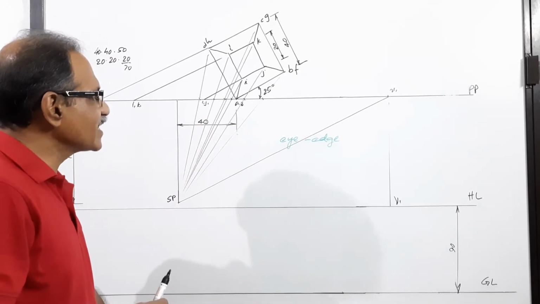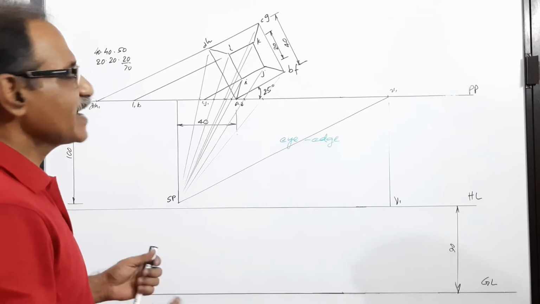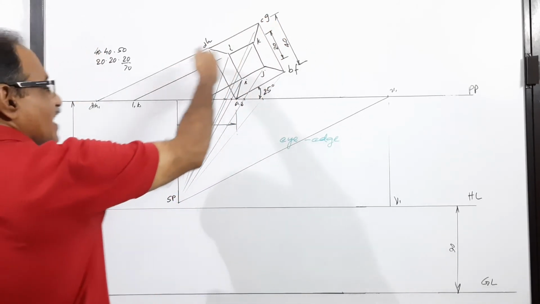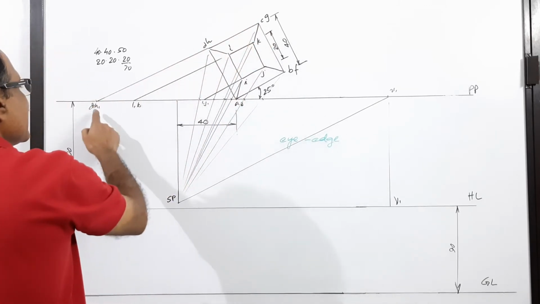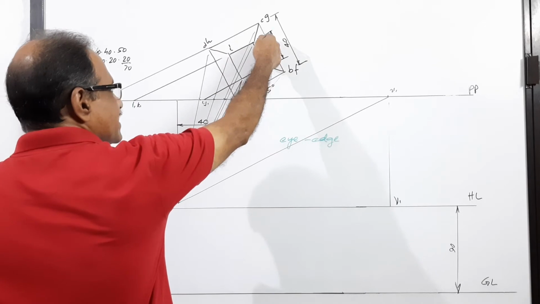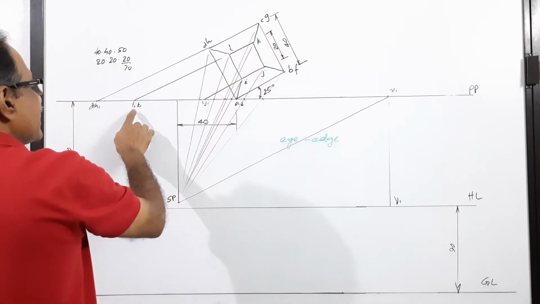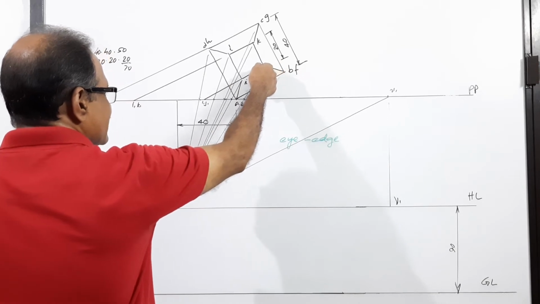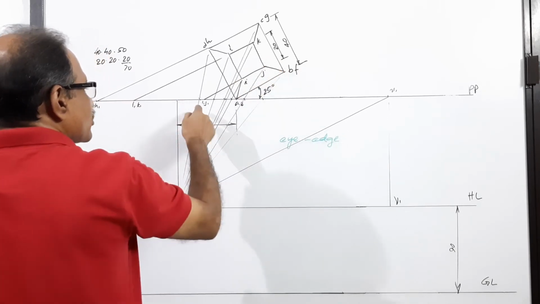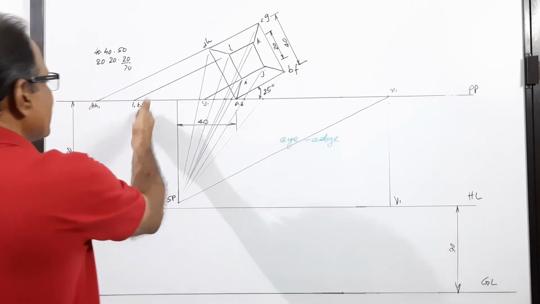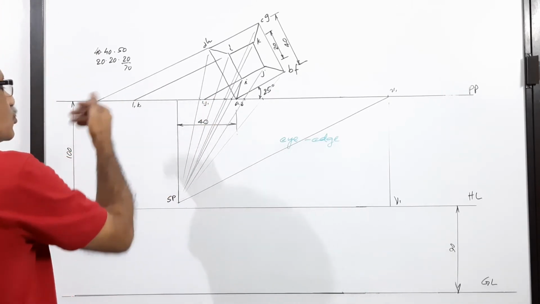Now, what are they actually? I have extended the side CD to cut here at D1. I have extended the side KL to cut here at K1. I have extended this side IJ to cut here at I1. I1 and J1, L1 and K1, D1 and H1.